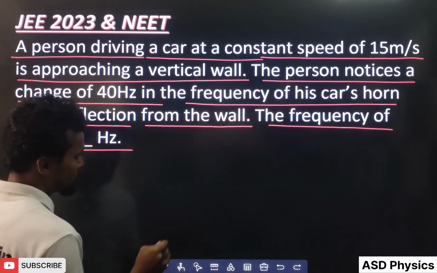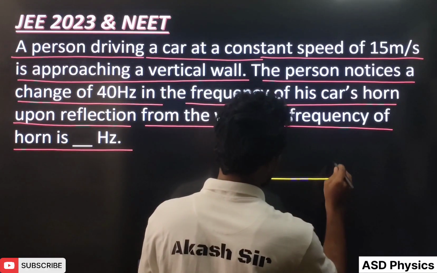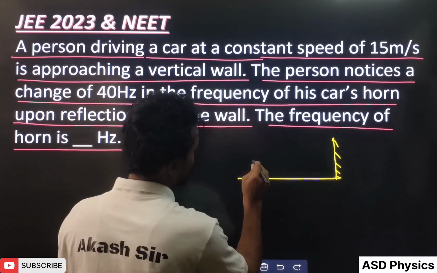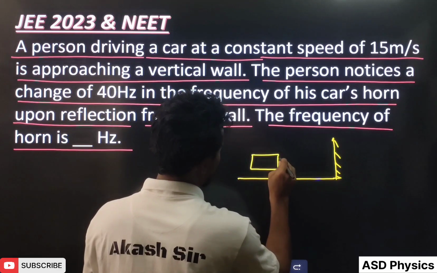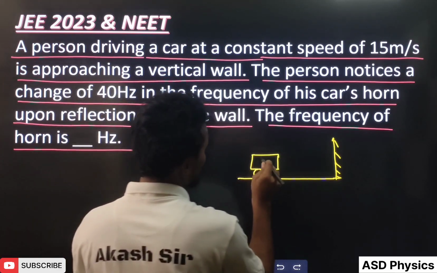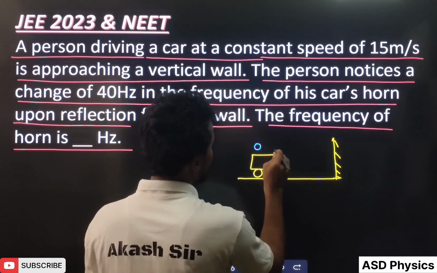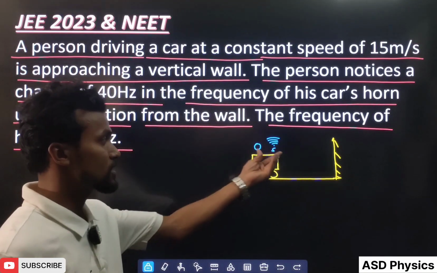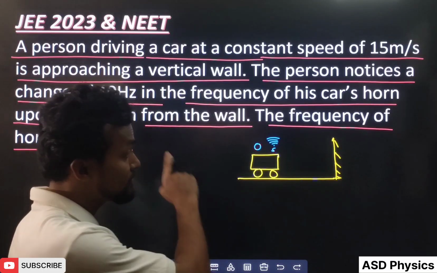Okay, so students, remember the situation. This is the wall, and here one car driver is there. Here two things are there: one is the observer inside, and here itself the source is also there. From the source, some horn is coming. Observer and source are at the same place, because the driver is inside the car.